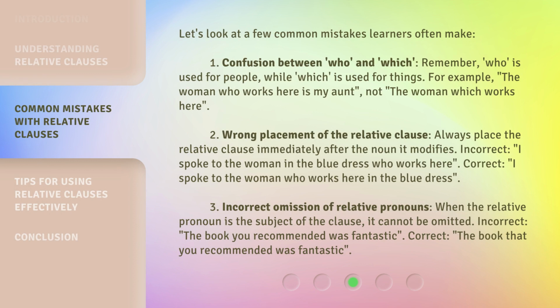Let's look at a few common mistakes learners often make. 1. Confusion between who and which. Remember, who is used for people, while which is used for things. For example, the woman who works here is my aunt, not the woman which works here.